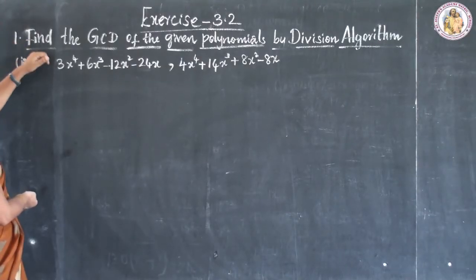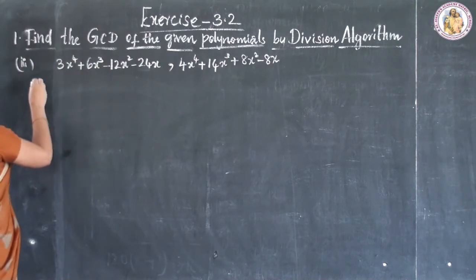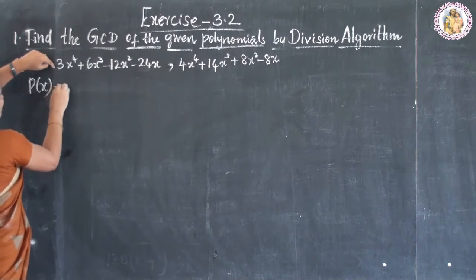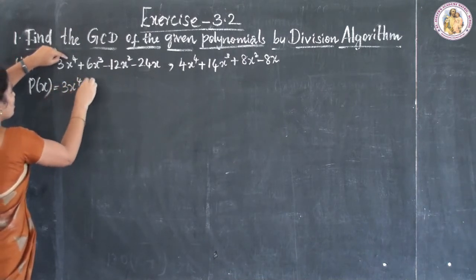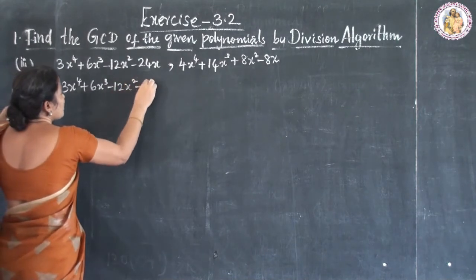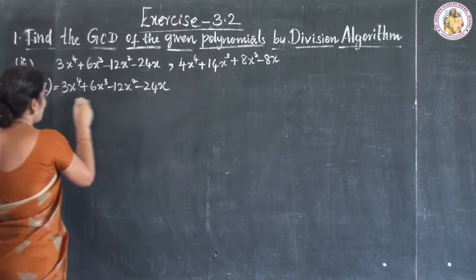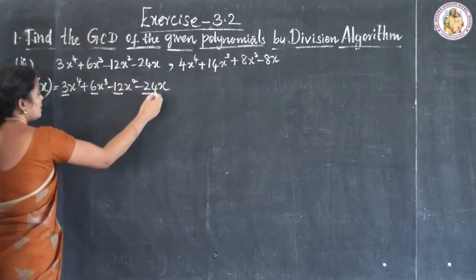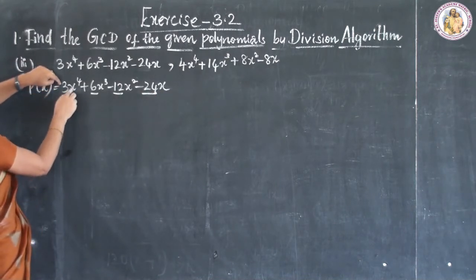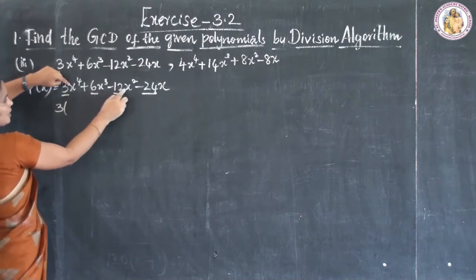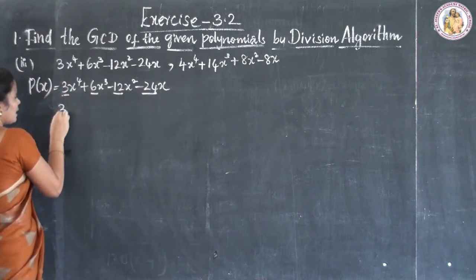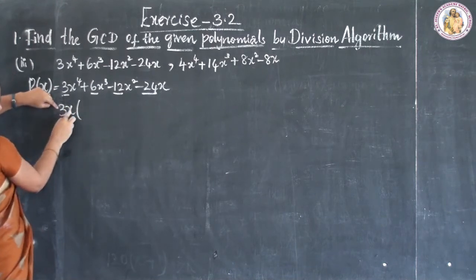Question number 3. Here the polynomials are given. Now write p of x is equal to 3x to the power of 4 plus 6x cube minus 12x square minus 24x. Here you can see all the terms are under the multiple of 3. So write 3. Here x also common. So even you can take 3x and 3x.